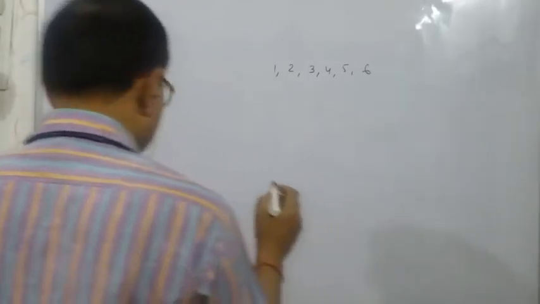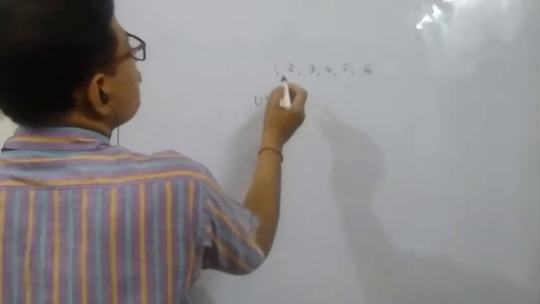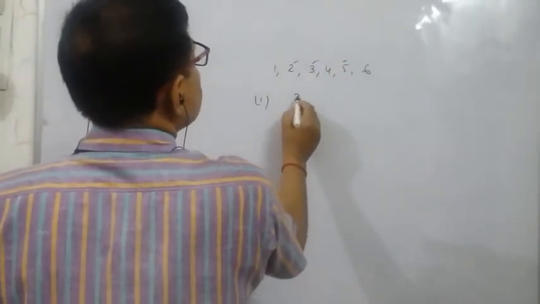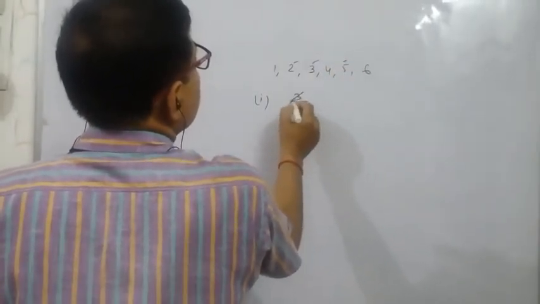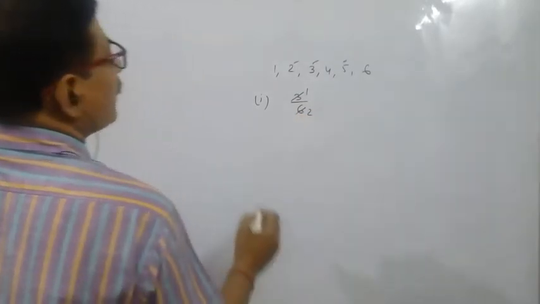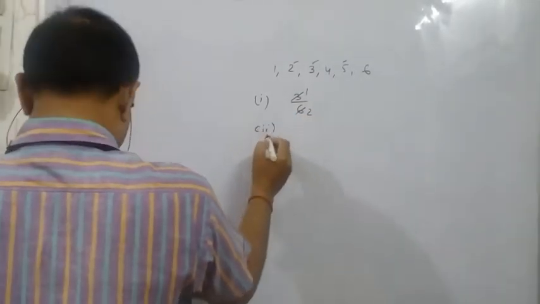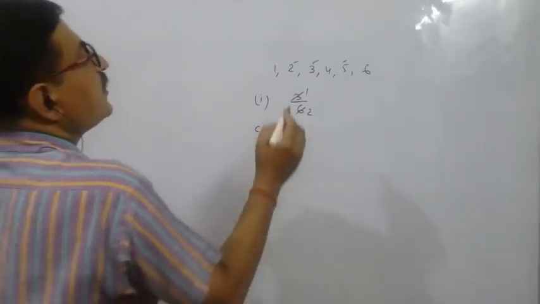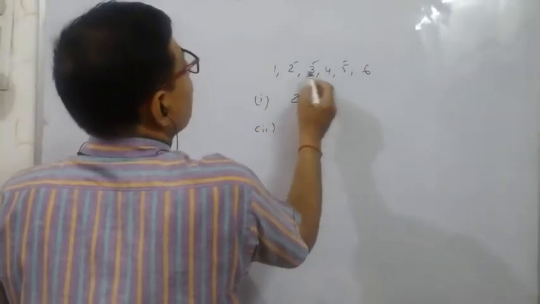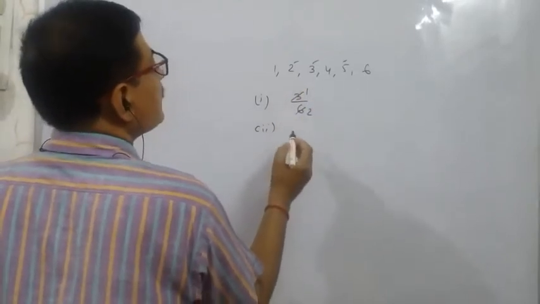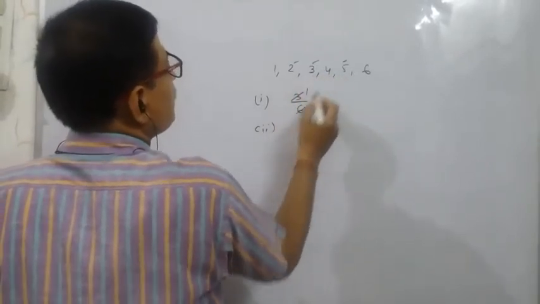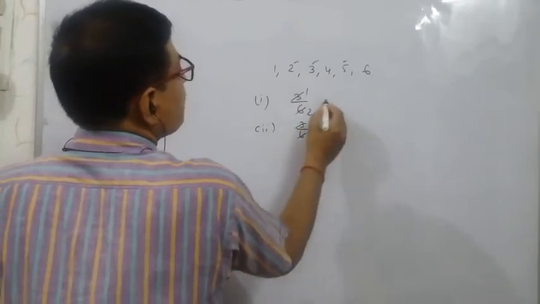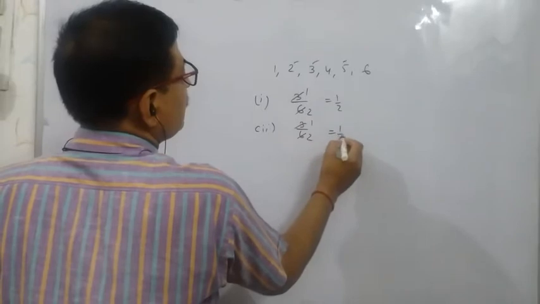Now the question is saying a prime number. So what are the prime numbers? 2, 3 and 5. So 3 prime numbers out of total outcomes, 3 by 6. Therefore the probability will be 1 by 2. Second part, a number lying between 2 and 6. Which are there between 2 and 6? 3, 4, 5. Again 3 numbers are there. So 3 by 6 means 1 by 2. Again the answer is 1 by 2.